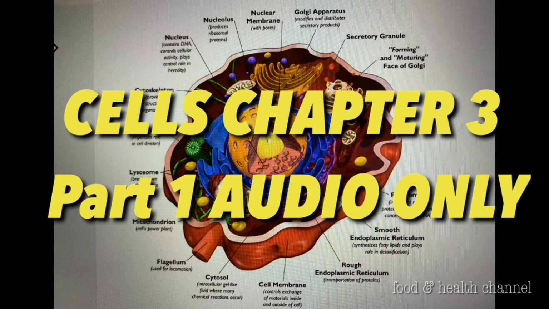What makes up a cell membrane? The cell membrane is composed primarily of phospholipids and protein, as well as a small amount of carbohydrates. The phospholipids are arranged in 2 layers.